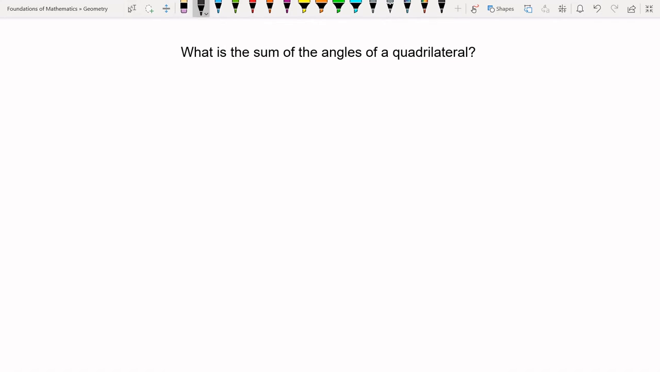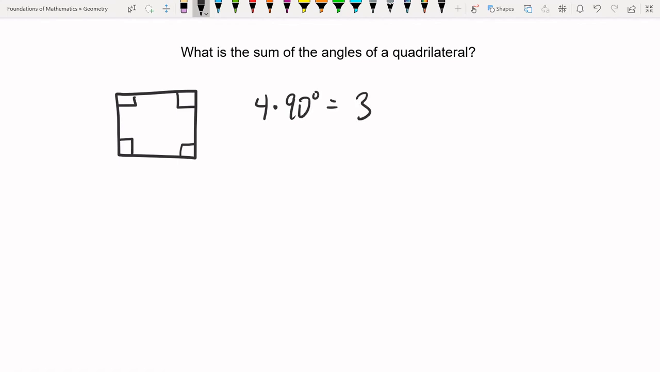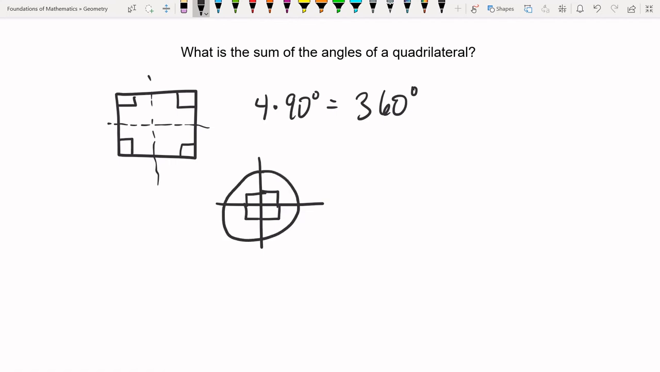So this is quite easy to find out because you can just choose the easiest one, which is a square. All the angles in a square are 90 degrees, and there's 4 of them. So 4 times 90 degrees is 360 degrees. So if you actually were to cut these all up and rearrange them, what you'll see is that you can rearrange them to be like this. And that is a full circle. So that's why it's 360 degrees.